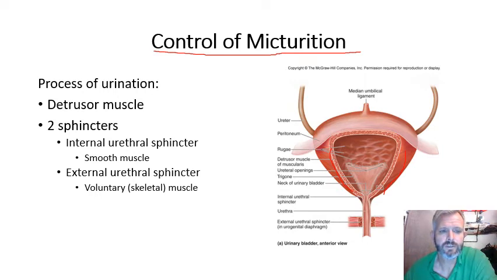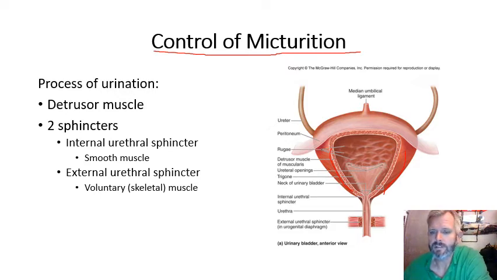We have the two sphincters. We have the internal urethral sphincter. Looking here, it is smooth muscle, so under autonomic control, and the external urethral sphincter. Looking here, that is under voluntary control. So these are the muscles that are going to control the process of voiding, or the process of urination.